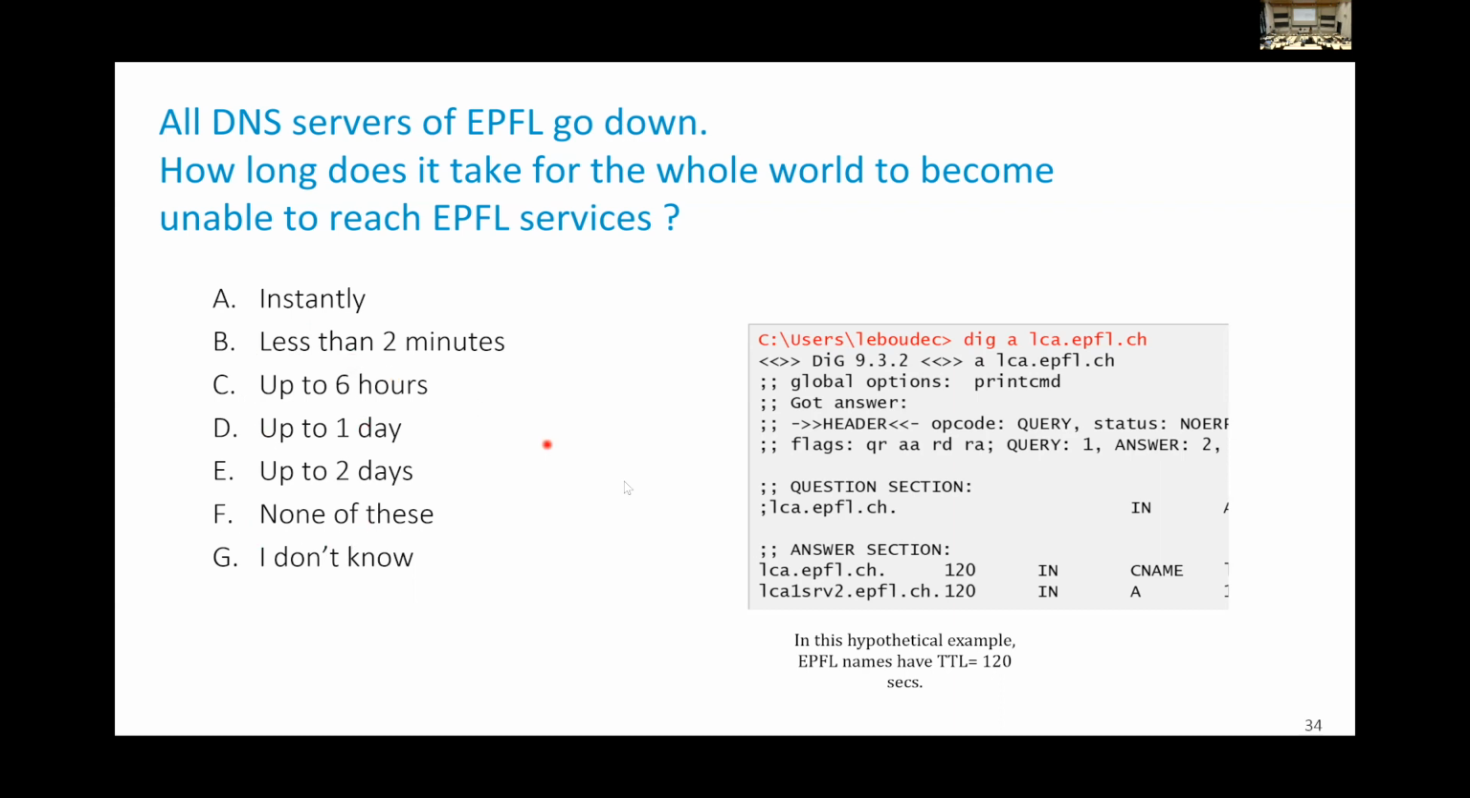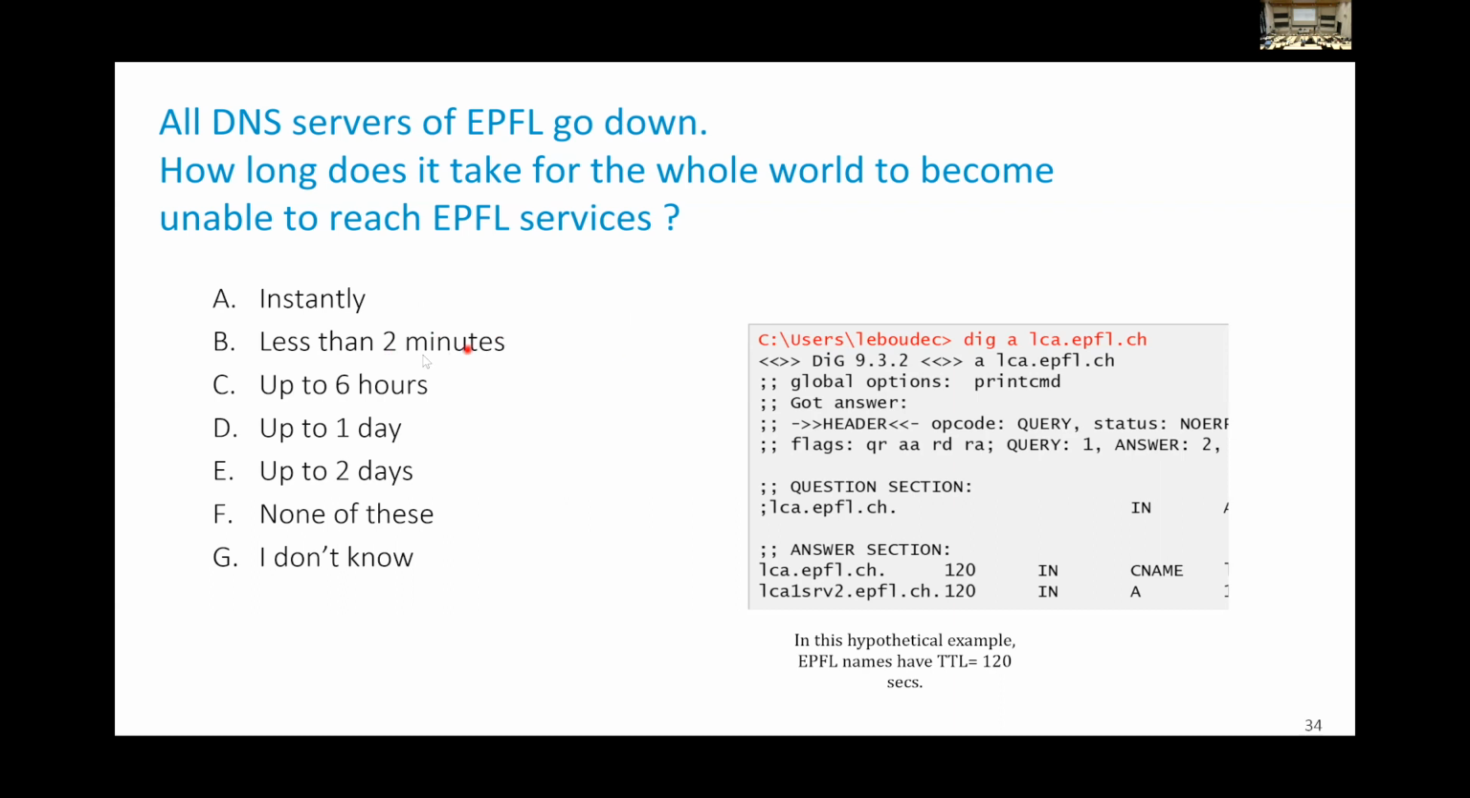That means because of the cache, if an entry is not cached, then the service is unreachable. If an entry is cached, you still have the IP address of the service. The DNS server doesn't work, but the EPFL servers do work. So during an interval that's between 0 and 2 minutes, you're still able to reach the EPFL services.